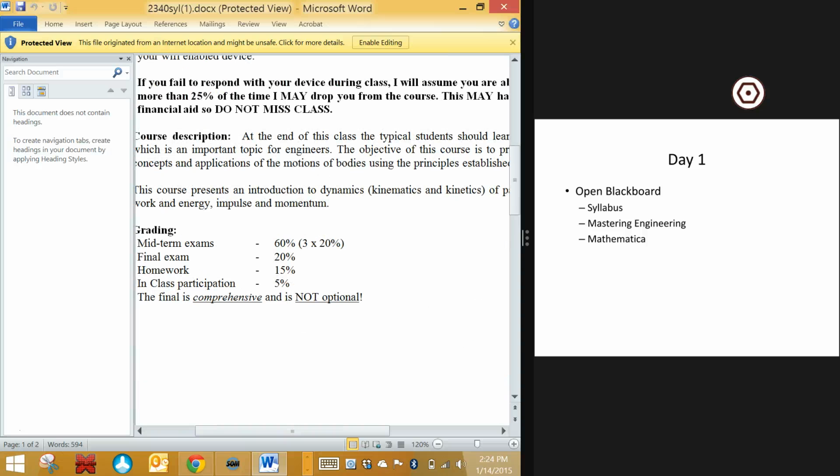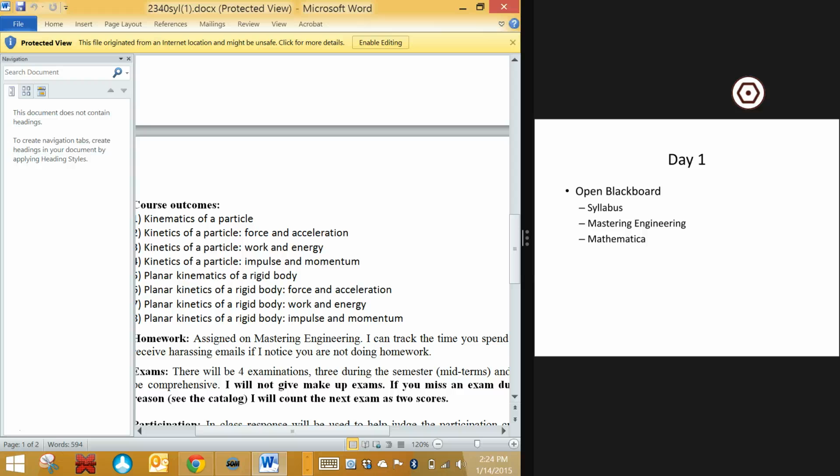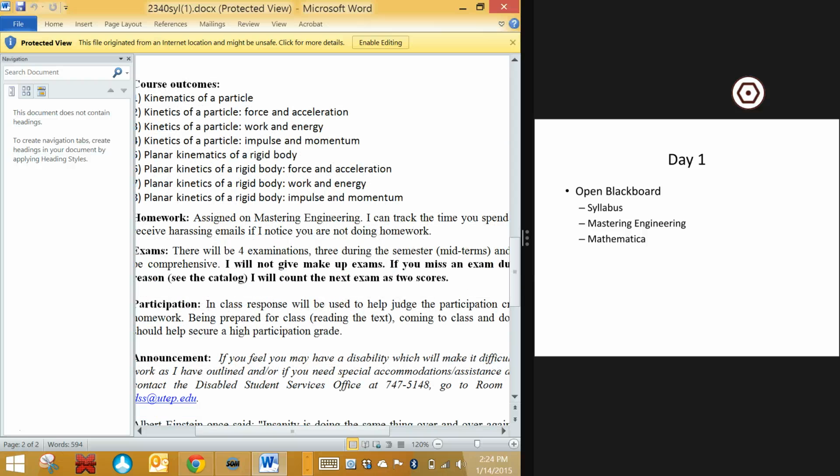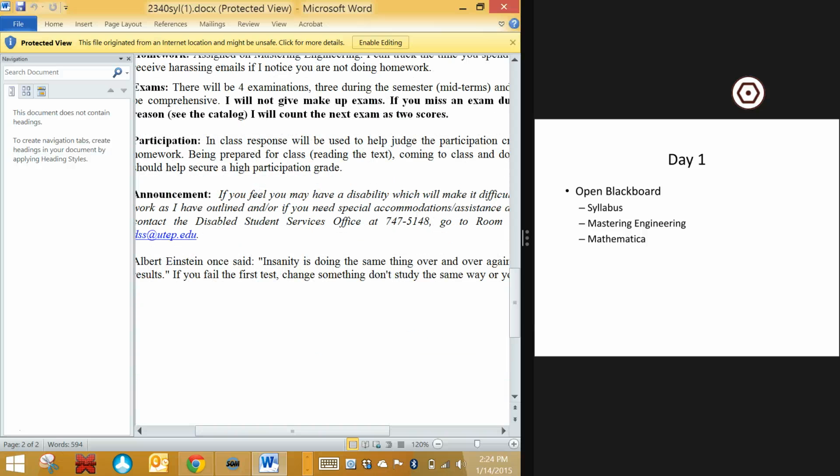The course description is included in here, and the method of grading is also included. The course outcomes are listed so that you know what it is that you'll be learning. The exams, I do not give makeup exams. If you have an excused absence for an exam, I will count the next exam grade twice to make up for it. Participation, you will get credit for participating. We'll try to do problems in class, and we'll use the response system for you to respond, and that's how you'll pick up your participation credit.